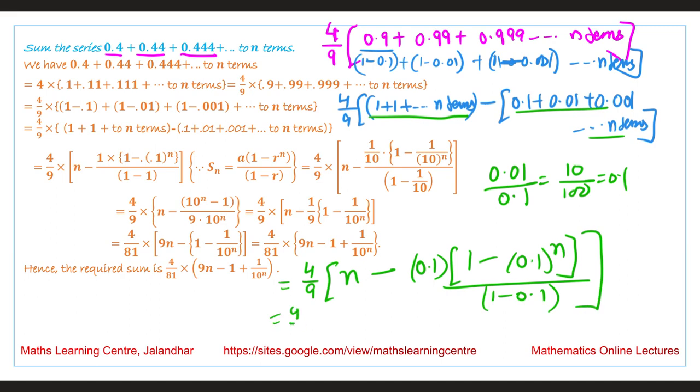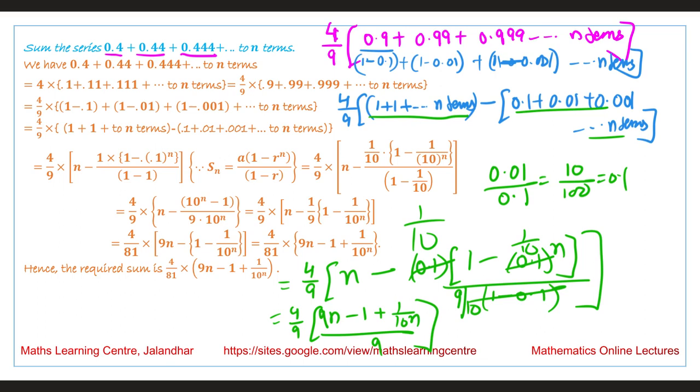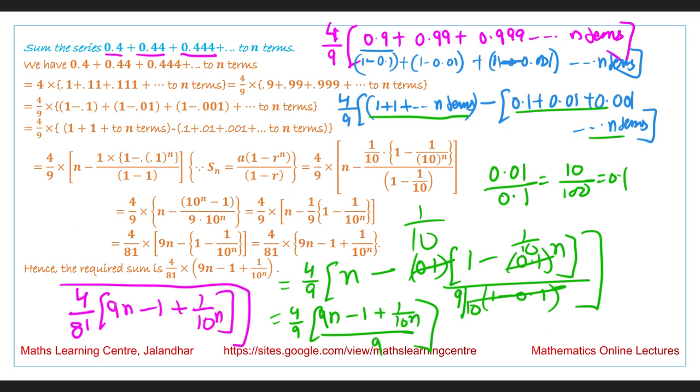So this is equal to 4 by 9 into n minus, this value we have, it is 1 by 10, this value we have, it is 1 by 10, and this value we have, it is 0.9, so it is 9 by 10. So on solving this, we will obtain the final answer in the form 4 by 9 into 9n minus 1 plus 1 by 10 raised to the power n divided by 9. So this is equal to 4 by 81 into 9n minus 1 plus 1 by 10 raised to the power n. So this is the required sum in this case.